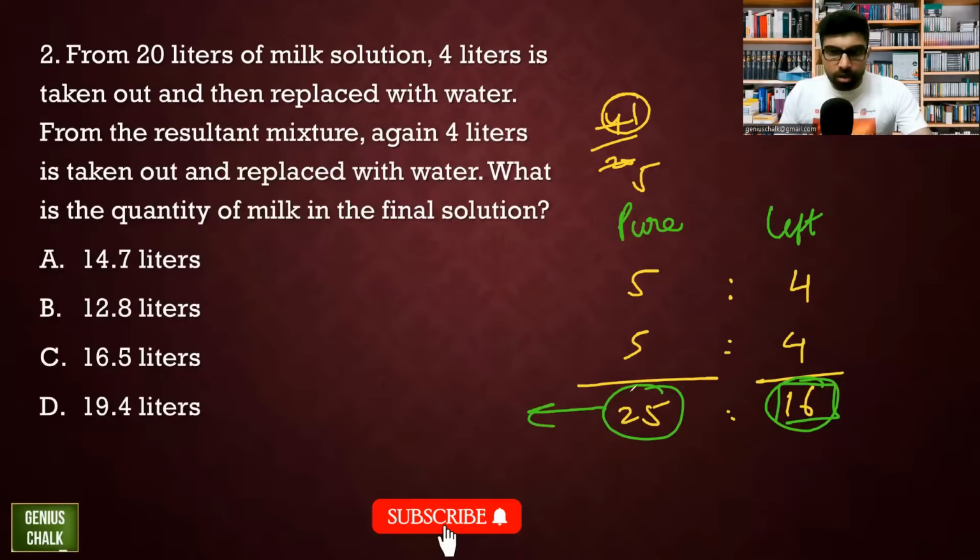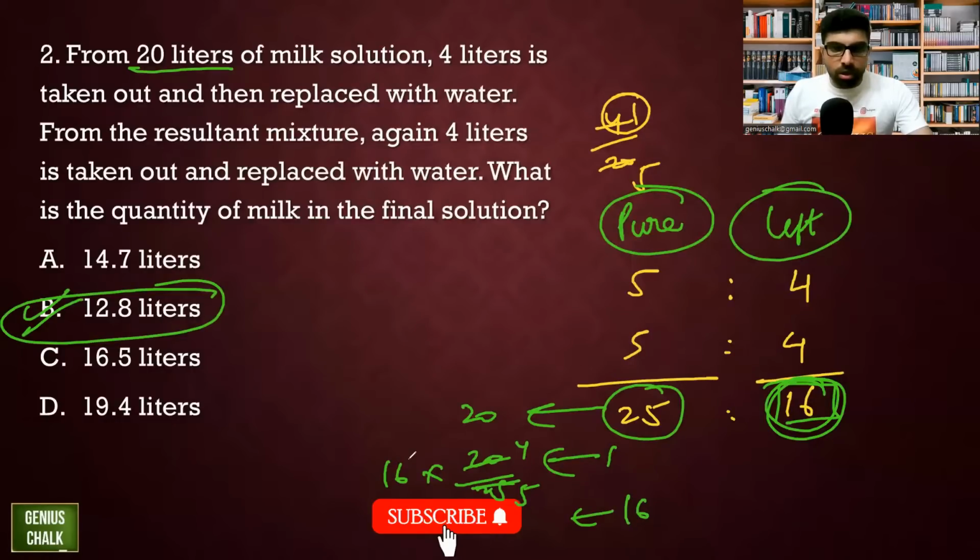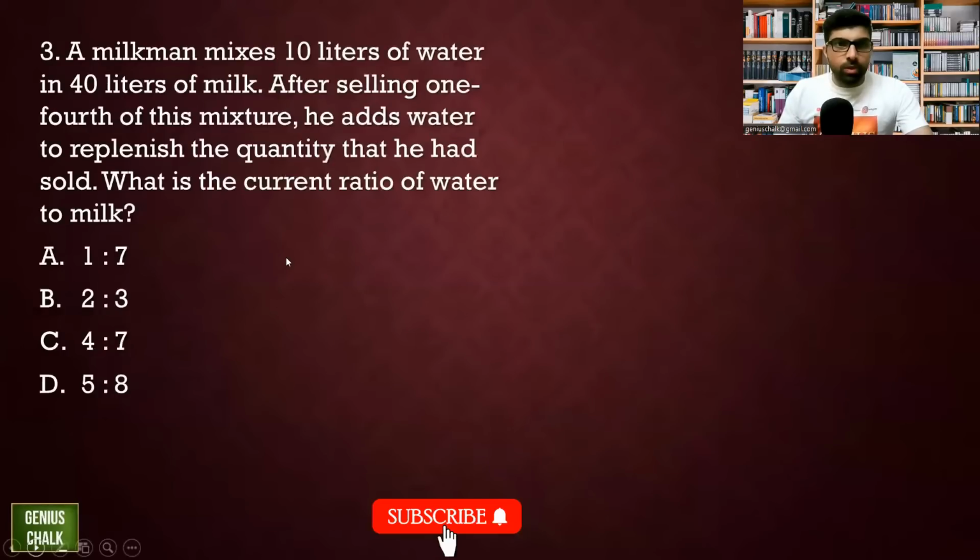So 25 is the quantity initially of pure milk, which is given as 20. So 25 value is 20. So one value will be 20 by 25. We need to find the left amount of liquid, that is 16 units. So multiply this by 16. You can solve like 4 by 5, and this 16 is as it is. The 16 4s are 64 by 5. Again the answer is 12.8. So I prefer using the ratio method for all these types of questions. Next one.